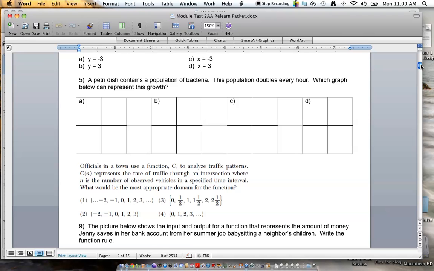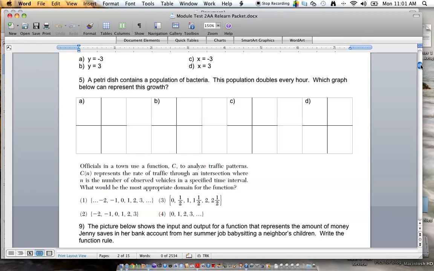Next, the Petri dish contains a population of bacteria. This is actually a little hint towards your next test because you'll have a question like this on there. Population doubles every hour. This is an exponential function because the population is doubling every hour. It's 2 to the x. An exponential function needs to look like that. So that's what you're looking for.